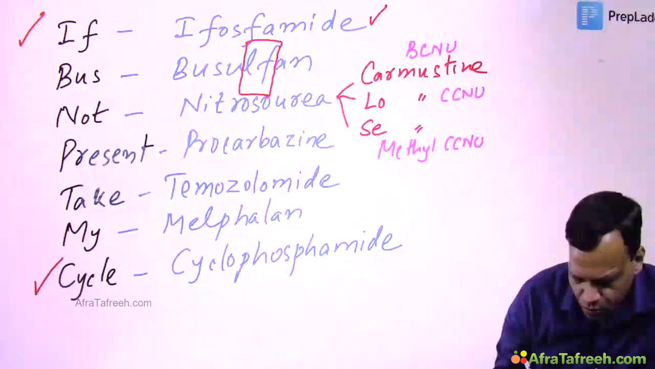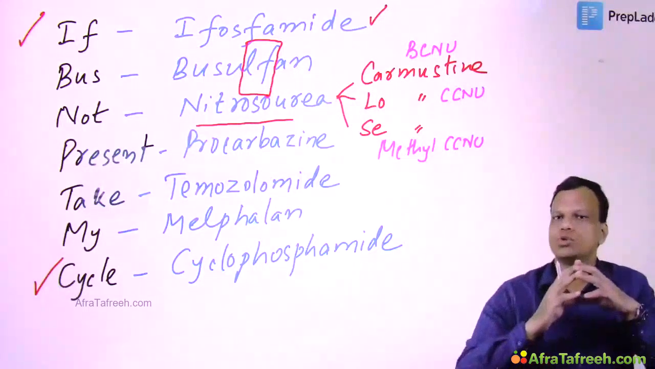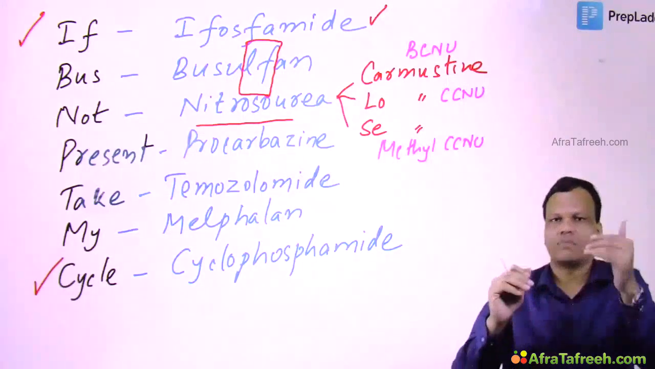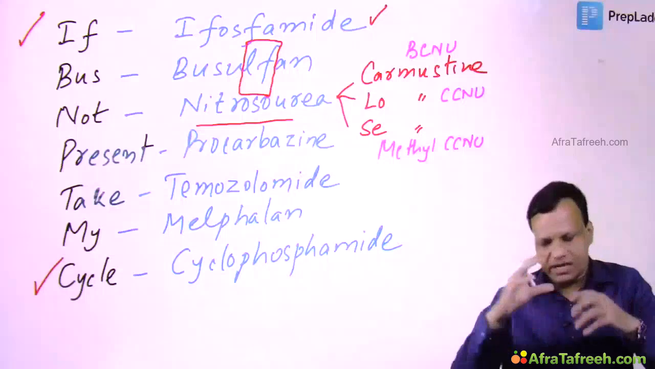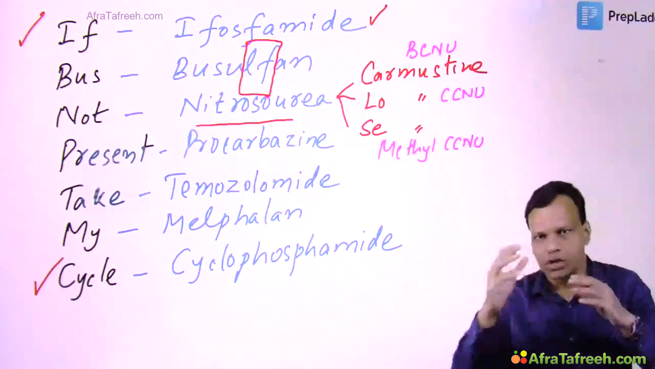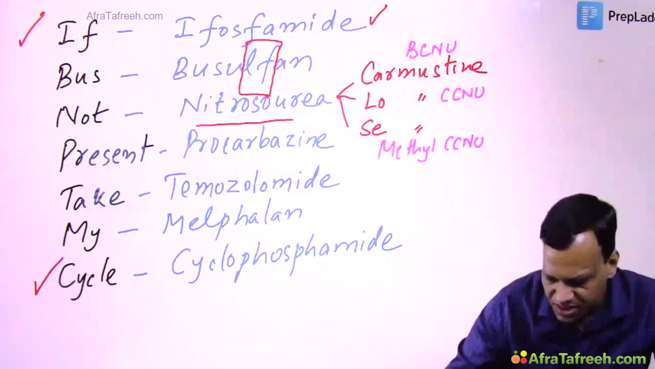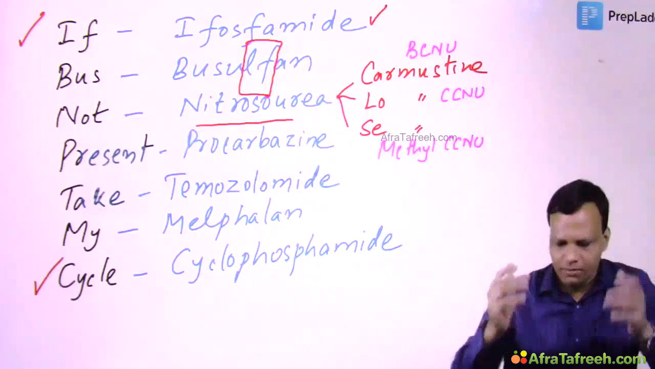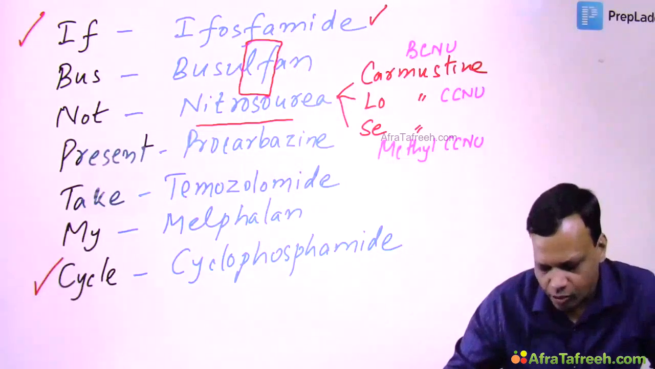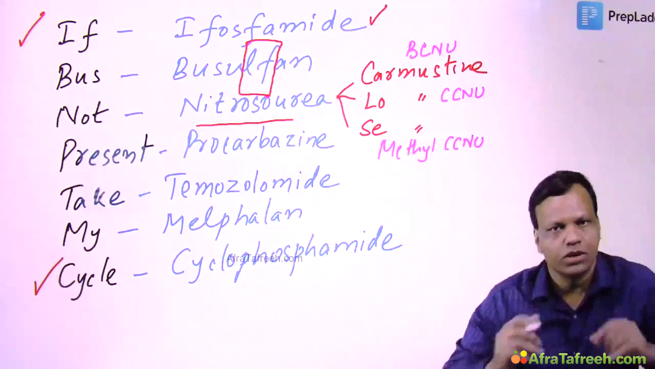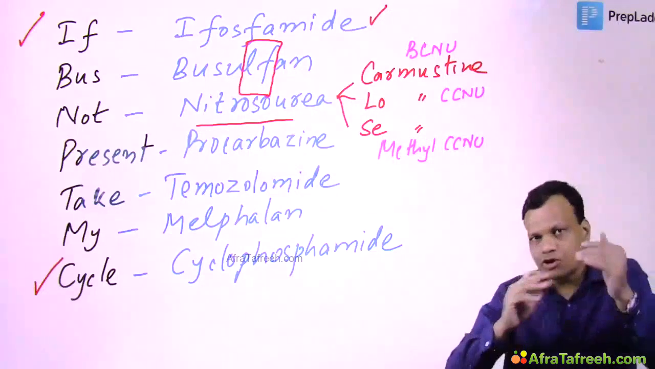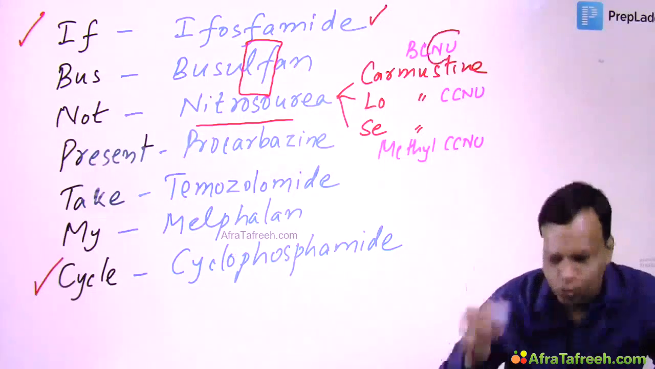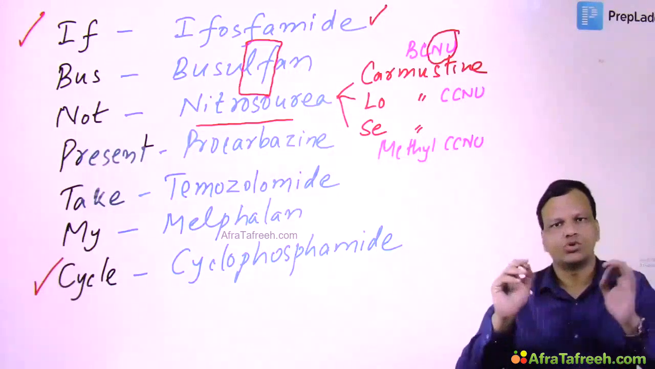Then moving to the next group, nitrosourea. Nitrosourea is a group of drugs. The drug names end with mustine, like carmustine, semustine, lomustine, and sometimes abbreviations are written like BCNU, CCNU, methyl CCNU. BCNU stands for the full name of carmustine, bis-chloroethyl nitrosourea. You don't need to remember the full name. Many times in the options they give the abbreviation. So if any abbreviation ends with NU, that stands for nitrosourea.